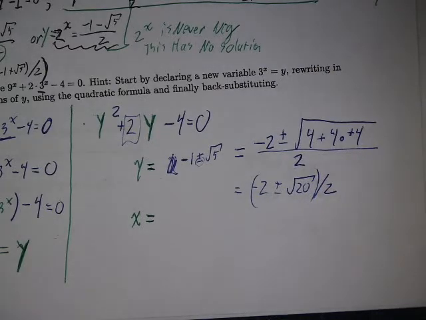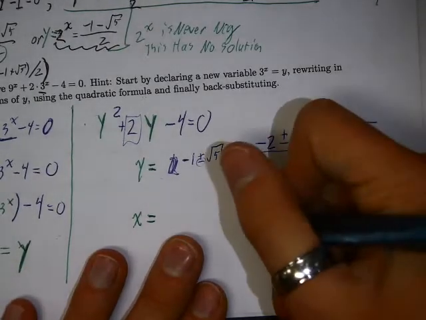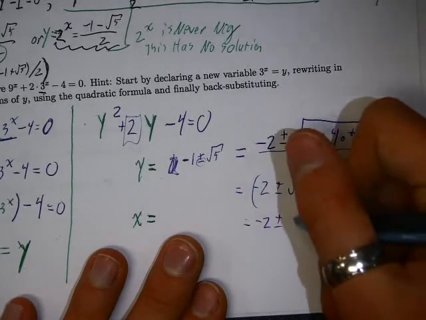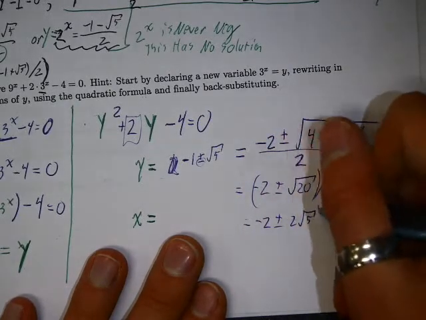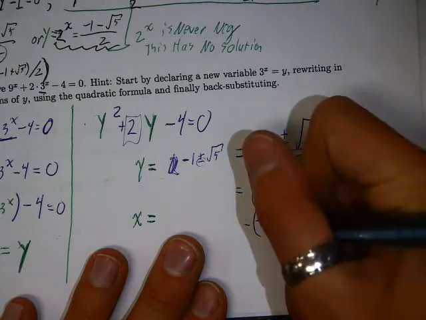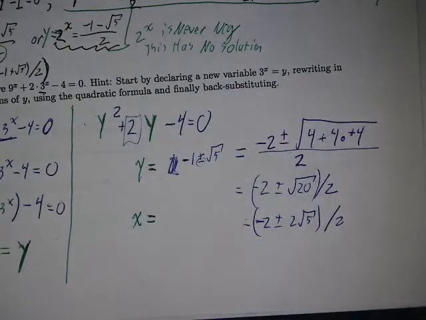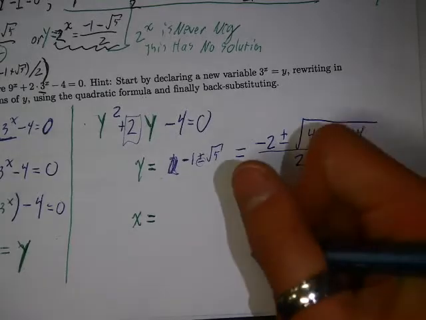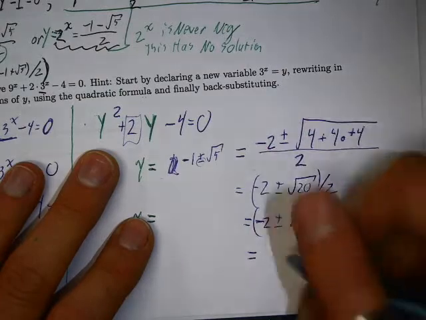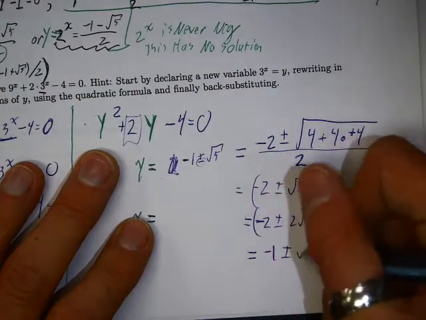Does 20 have any perfect square factors we could use? I see a 2 times 2 inside of a 20. So I can pull the 2 out, leaving me with -2 plus or minus 2 root 5. It's still all over 2. Is everything in the numerator now a multiple of 2? And the denominator is 2, so you can cancel some 2's. Everything in the top gets divided by 2, so I'll get -1 plus or minus root 5.